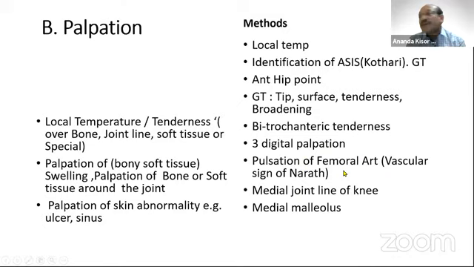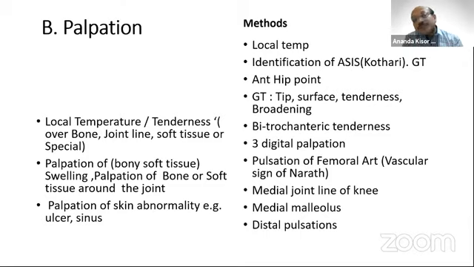So there is unequal pressure. On the abnormal side, excessive pressure has to be given from above to feel the pulsation of the femoral artery. This is the positive vascular sign of Narath. Another is we have to identify the medial joint line of the knee and the medial malleolus. I will show in the video. And the distal pulsation, this is also examined.